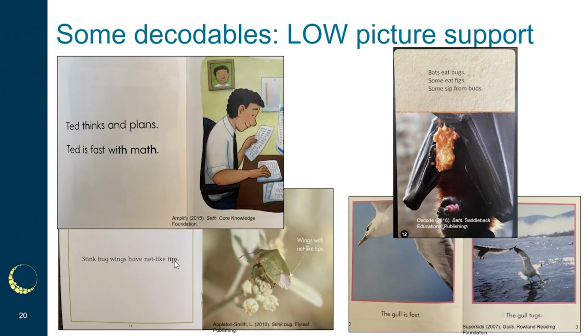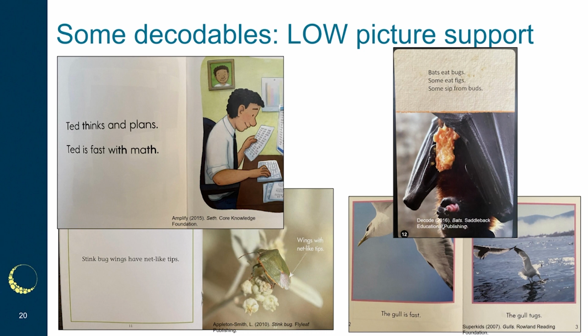All right, so here are some examples of decodable texts, and you can see if you can read the words on the pages there, that those words cannot be figured out by looking at the pictures. Let me give an example here. The bottom right one, the gull is fast. You would not be able to discern that the word is fast from that picture. The gull tugs. Again, you can't discern that from that picture.